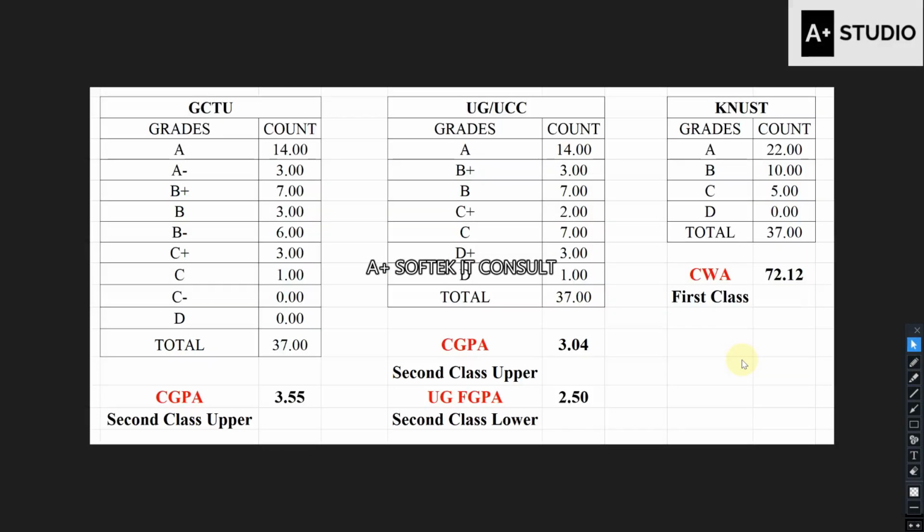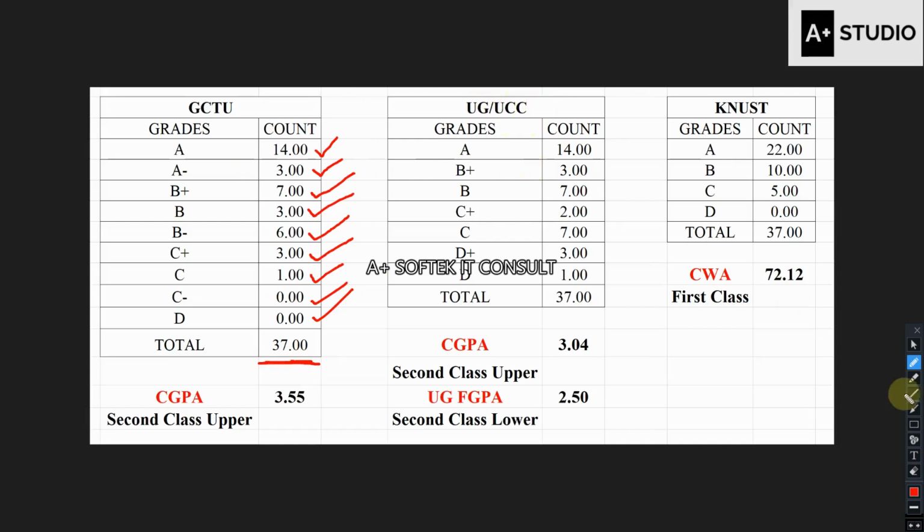So looking at the analysis from here, we realize that the same student's result in GCTU has 14 A's, 3 A minuses, 7 B plus, 3 B, 6 B minus, 3 C plus, 1 C, and 0 C minus, and 0 D. Okay, that is taking 37 courses. But let's look at the University of Ghana and the University of Cape Coast.